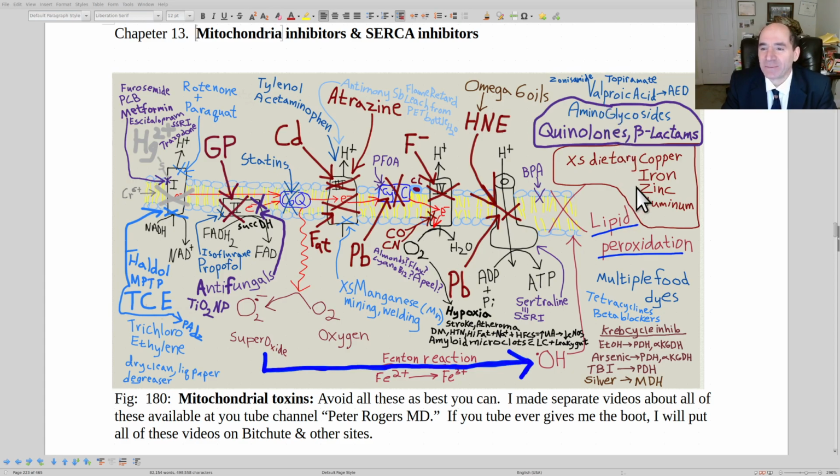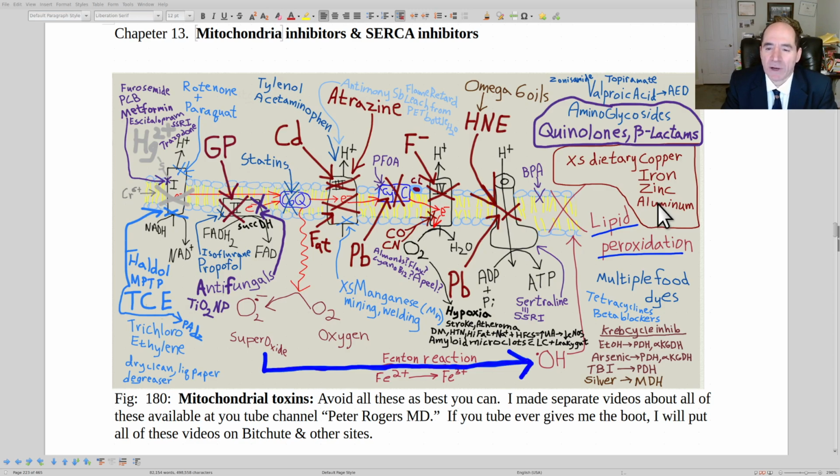Okay, what are some other things on here? Excessive dietary oxidants: iron, zinc. Small amounts of zinc are good. Small amounts of iron are good. Small amounts of copper are good. Aluminum's never good. It's always bad. So all of these things can have a toxic effect on your mitochondria.